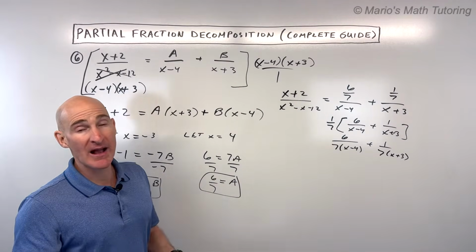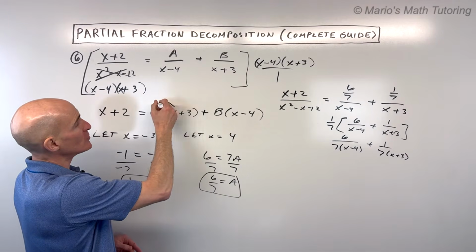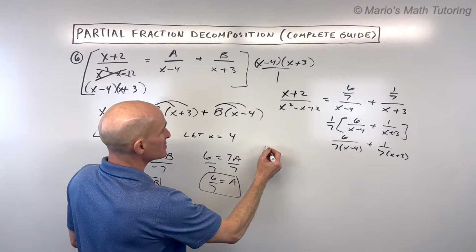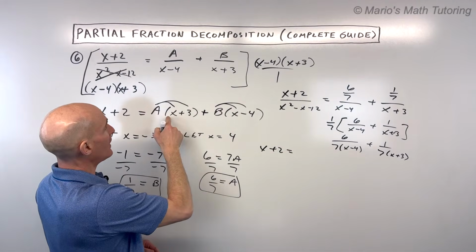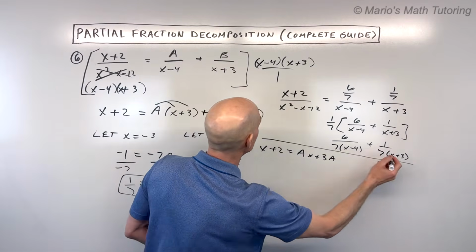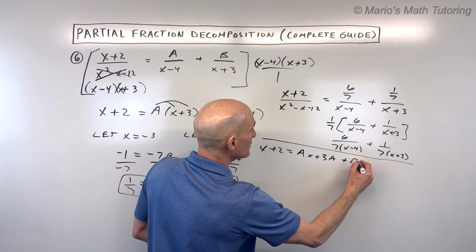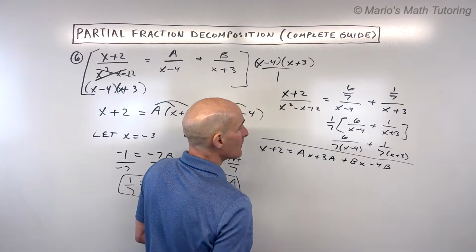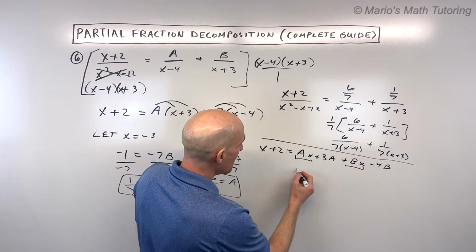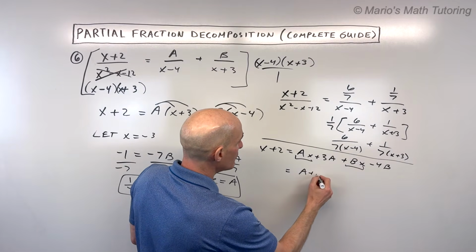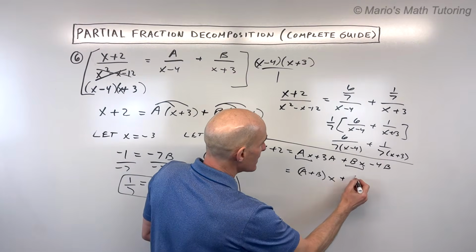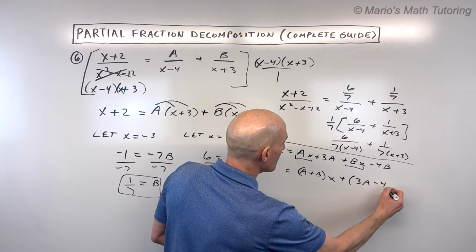So here's another possibility. The other possibility is you can distribute this a and this b. Let me write this down here. We've got x plus 2 is equal to ax plus 3a, plus bx minus 4b. Now what you do is you collect like terms. So you see this ax and bx. I'm going to write this as (a + b) times x. See how I factored the x out? Plus, I'm going to group these together, 3a minus 4b.